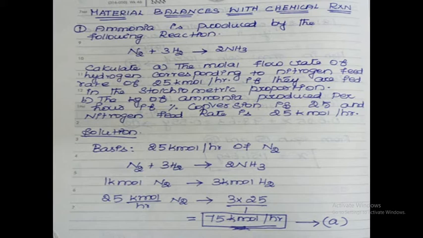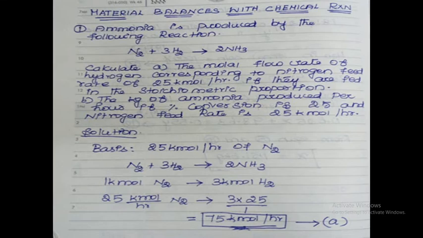Okay. For the solution of this problem, you should write the basis. So the first step is the basis. The basis of this problem is 25 kilomole per hour of nitrogen. This is the given data. Then the chemical reaction: N2 plus 3H2 gives 2NH3. Are you clear or not? Okay.